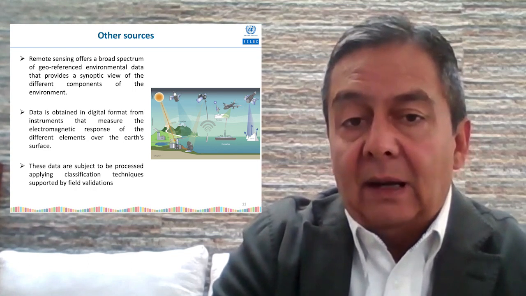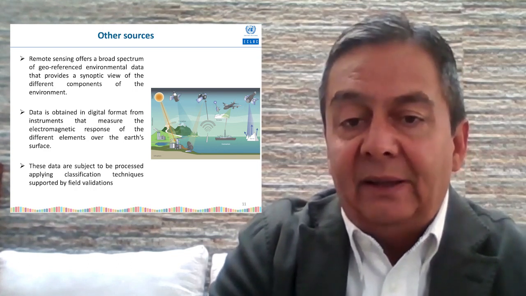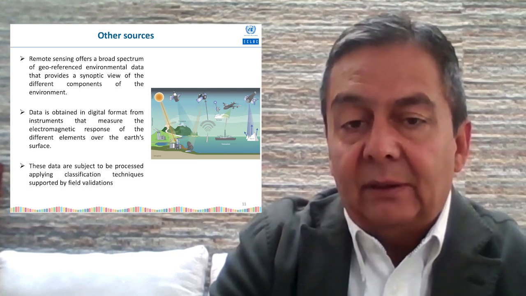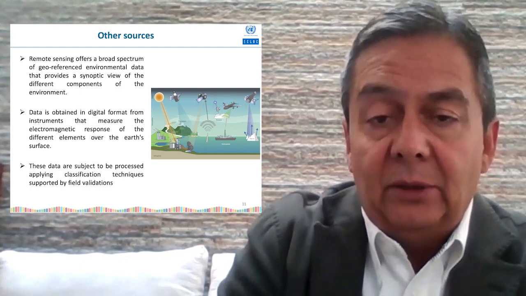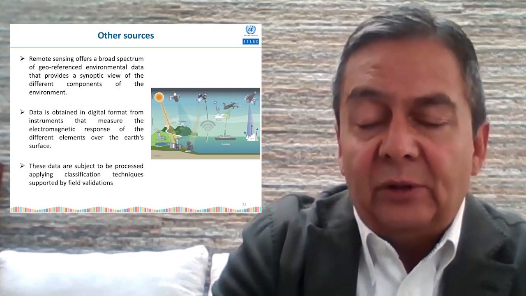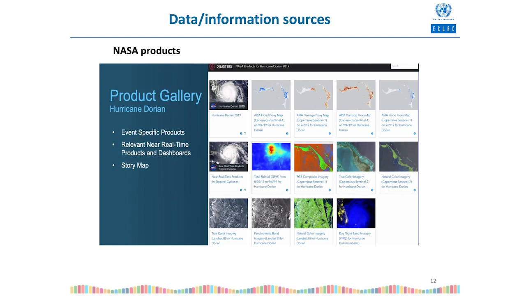These data are subject to be processed applying classification techniques supported by field validations. This is important. You never can avoid the contact with the terrain. Let's review some data and information sources in platforms that you can download on your benefit. First, for example, from NASA products, you can have event-specific products, near real-time products and dashboards, and a collection of story maps.